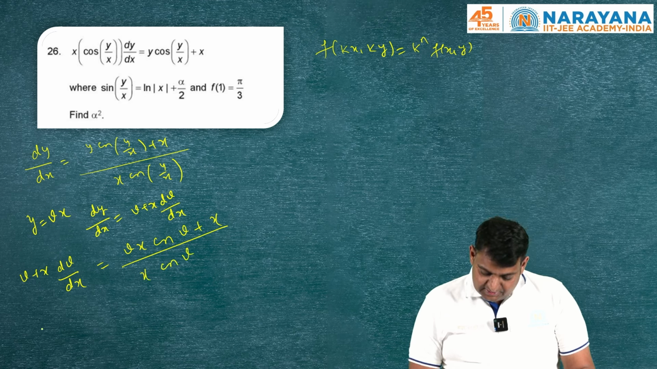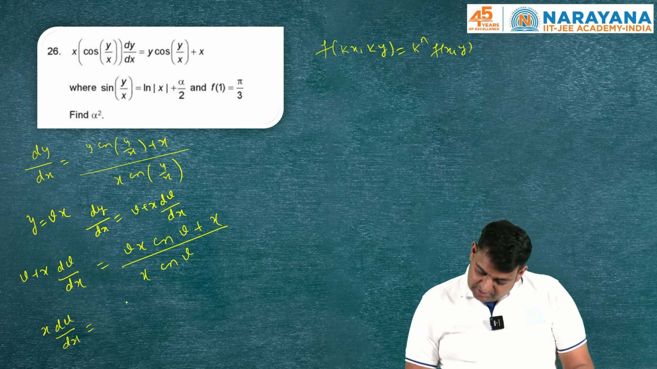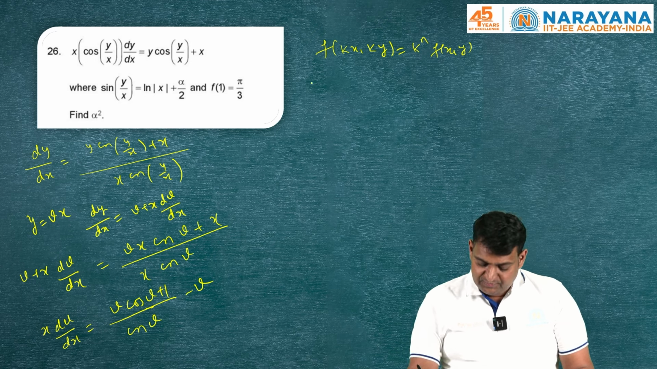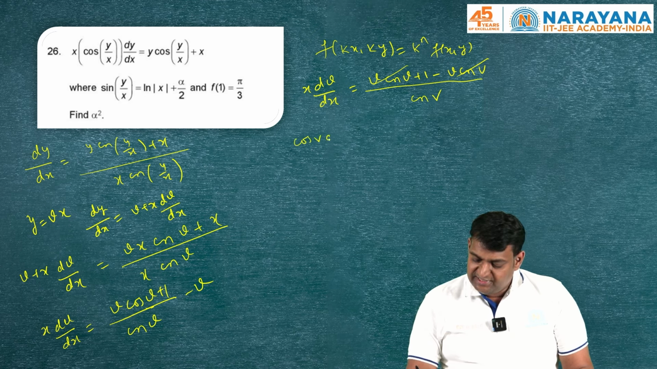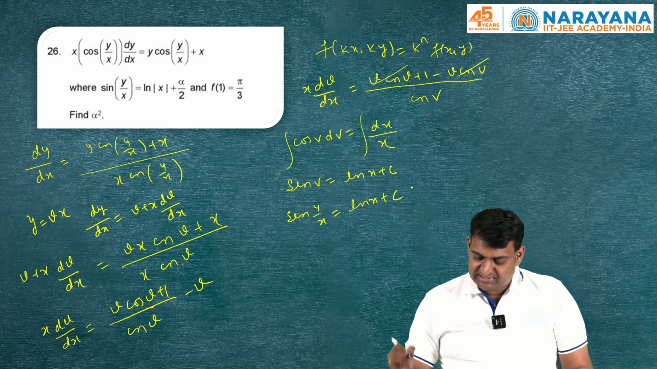x common and cancel. So, x dv by dx is equal to v cos v plus 1 by cos v minus v. That is, x dv by dx is equal to (v cos v plus 1 minus v cos v) by cos v. So, v cos v got cancelled. Now, it's simple. Variable separable. cos v dv is equal to dx by x. Integrate on both sides. Integral of cos is sin v. sin v is equal to ln x plus c. But what is v? y by x. So, sin of y by x is ln x plus c.